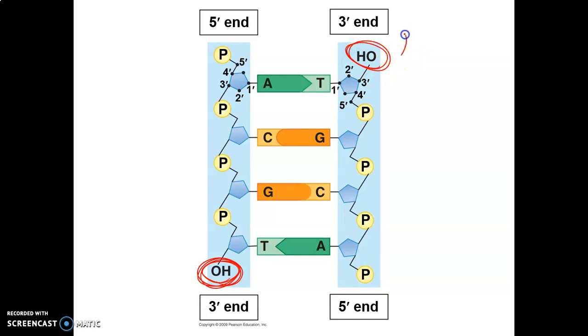If you remember that functional group from biochem, that hydroxyl group. That hydroxyl group is why we are able to only add to the 3' end. Because if you look at the 5' ends, there's only phosphate groups. There's no free hydroxyl groups available.